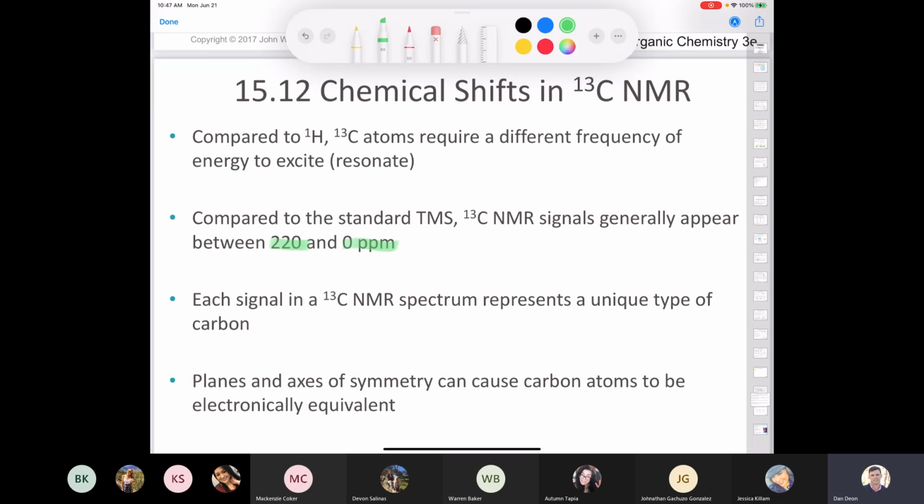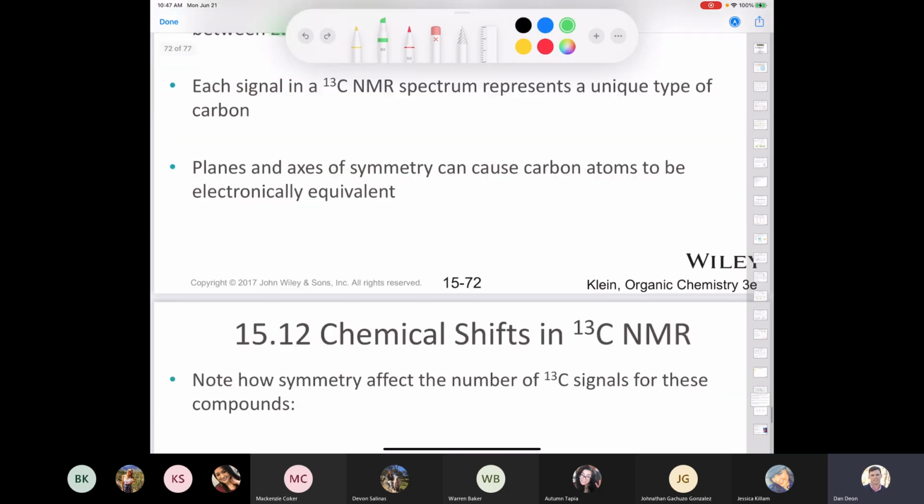And each signal in the carbon-13, like I just said, is going to represent a unique type of carbon. So just like protons, where it's not every proton that's going to give you a signal, it's every unique proton that's going to give you a signal. Same thing in the carbon. Not every carbon is going to give you a signal. Every unique carbon is going to give you a signal. And so we have to take planes of symmetry and axes of symmetry into account when we're determining how many carbons are going to give signals in a carbon-13 NMR spectrum.